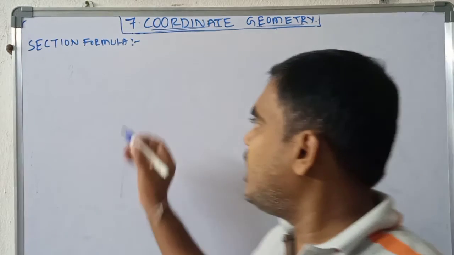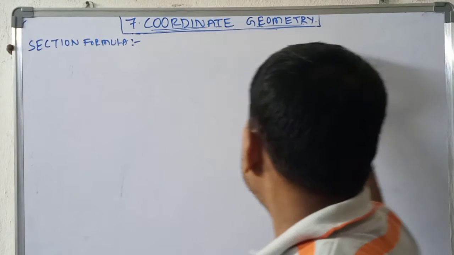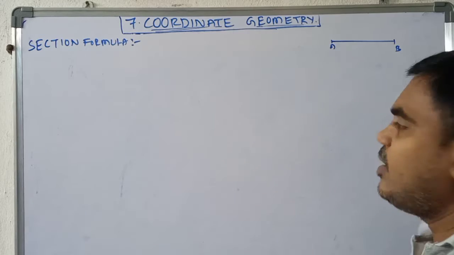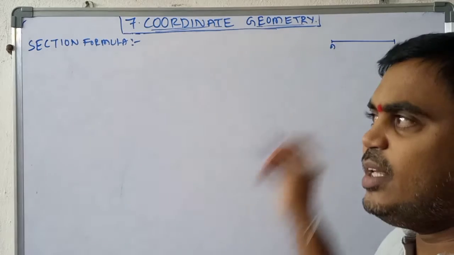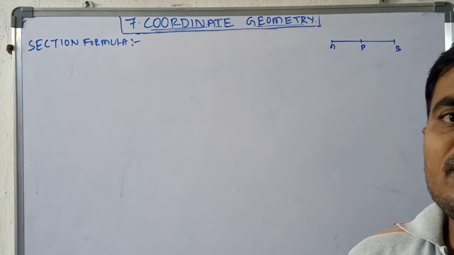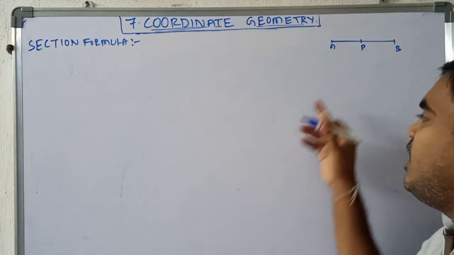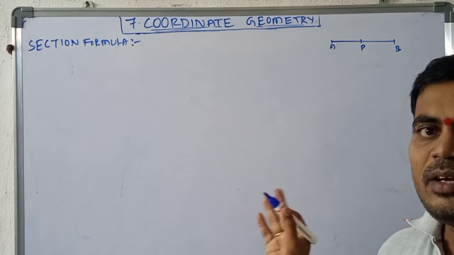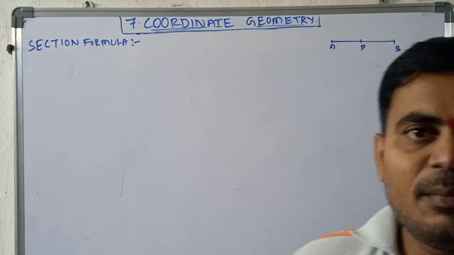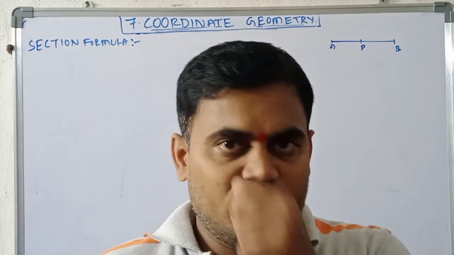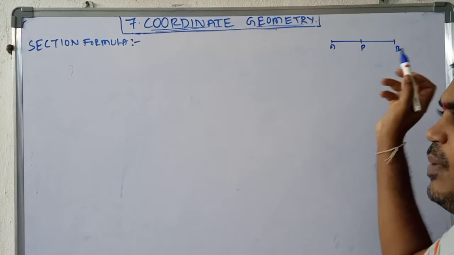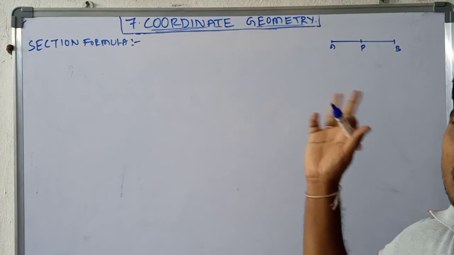For example, I am taking a line segment AB. So this is point A, this is point B. P is the point which divides the line segment AB into 2 parts. These 2 parts need not be equal, but if P divides AB into 2 parts, then it is called a section. So P divides AB into 2 sections.